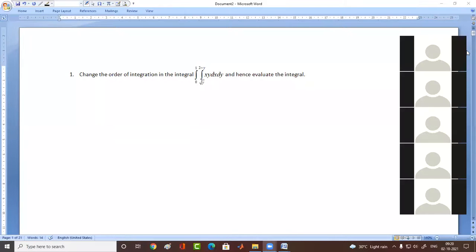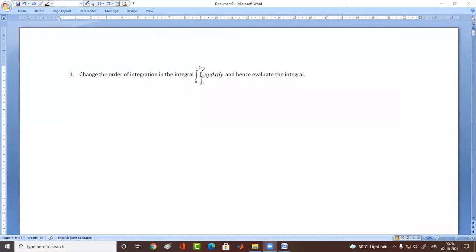To 2 minus y, xy dx dy. Hence, evaluate the integral. So what is the given question? Okay. I will send the solved problems material to you, don't worry. Just listen carefully.